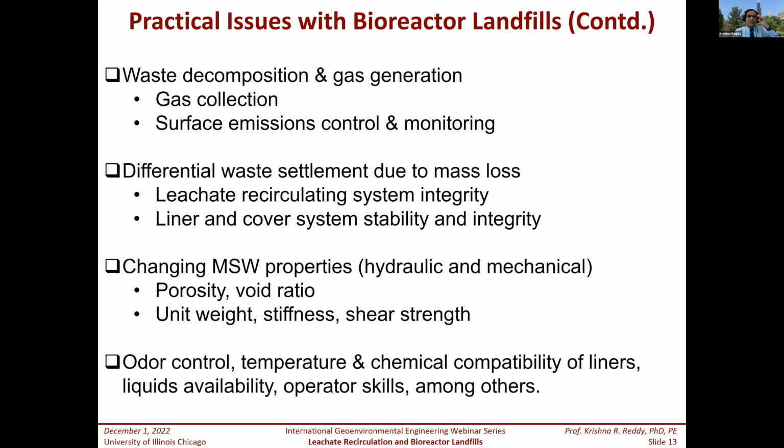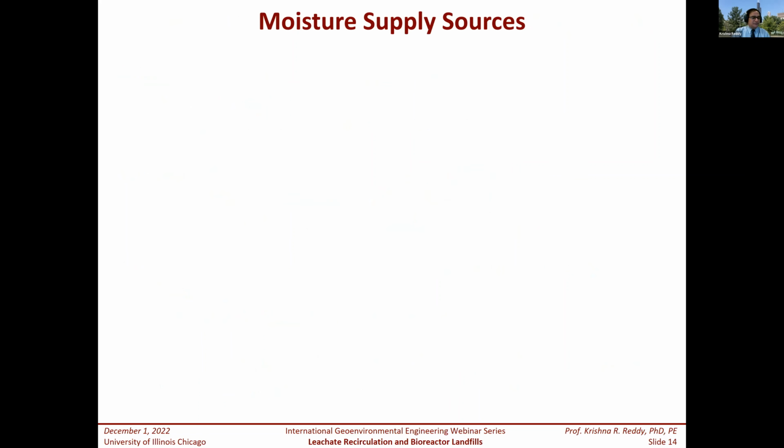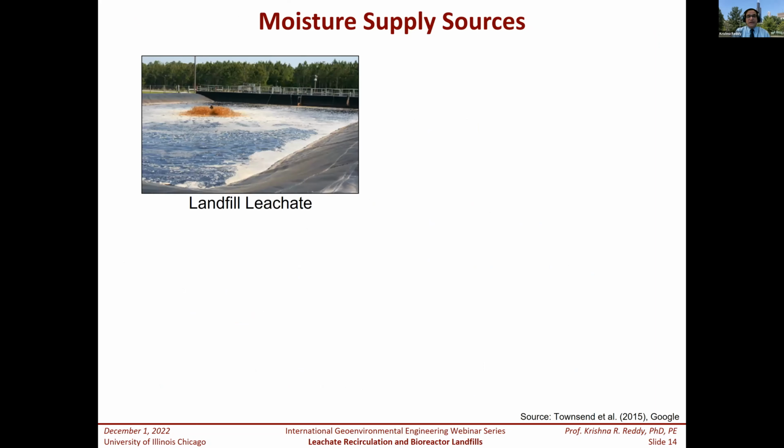The odor control, temperature, chemical compatibility of liners, liquid availability, operator skills. There are many other issues that need to be taken care of when you are implementing these bioreactor landfills. So the bioreactor landfill concept is very, very good. But these are all the practical issues that have to be paid full attention, right? If you don't do this one, then you could have bigger issues than not doing it at all, right?